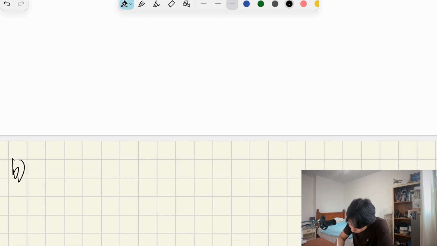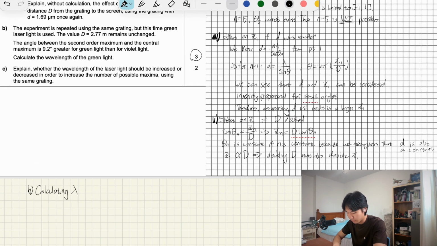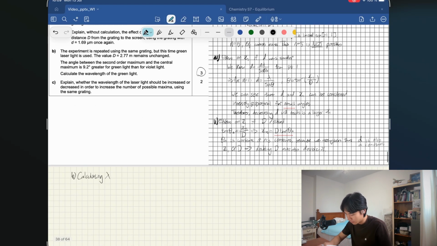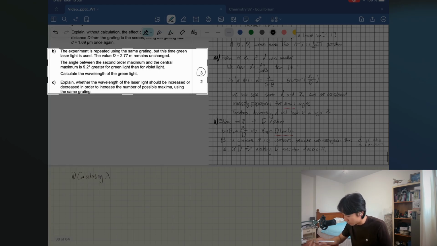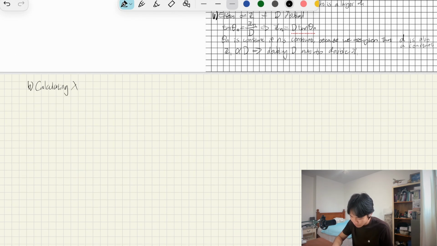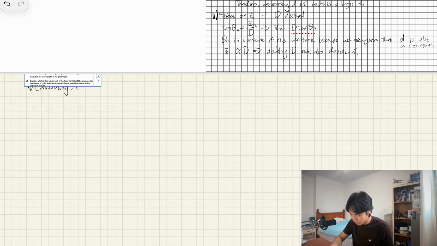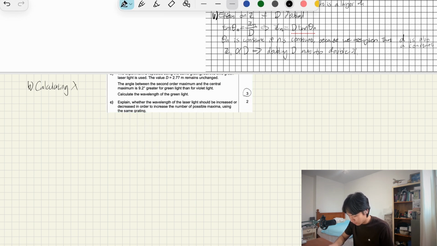So we need to title this Calculating Wavelength, right? And then let's just make it easier for us. Let me just screenshot this so that I can paste this right underneath, so I don't continuously have to go back and forth. Just paste this here, this big, right?